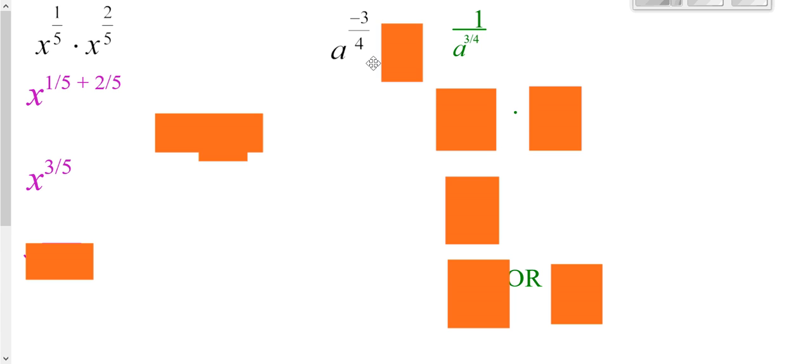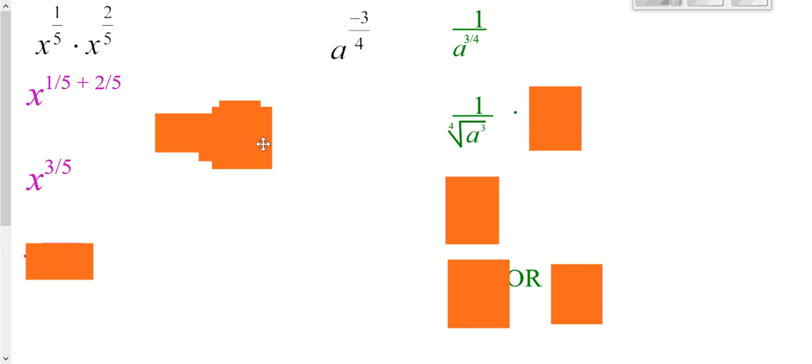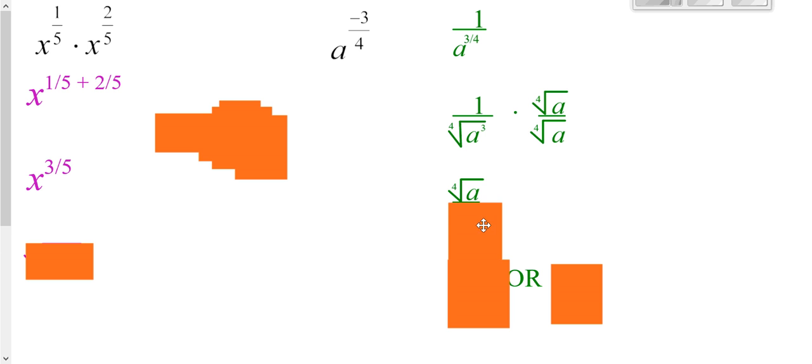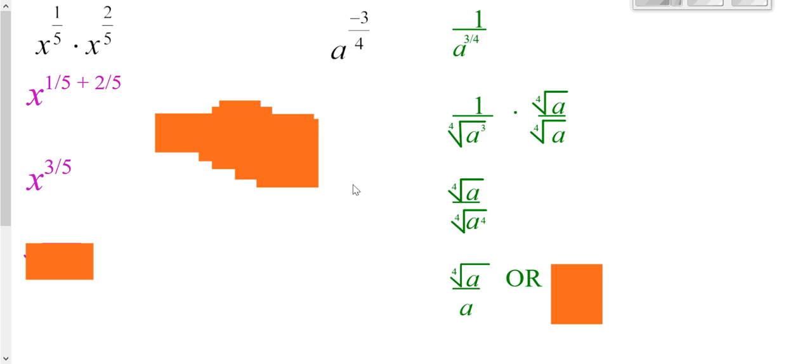Here, negative exponent puts it in the bottom. That fractional exponent in the bottom is really a root, 4th root of a cubed, multiplied by a special form of 1, multiply the tops, multiply the bottoms. You have the 4th root of a to the 4th on the bottom, which you know simplifies to just a normal a on the bottom. We started out with fractional exponents, so you want to leave your answer as a fractional exponent.